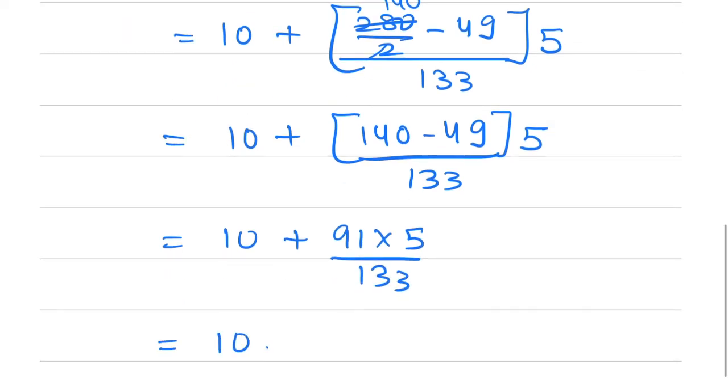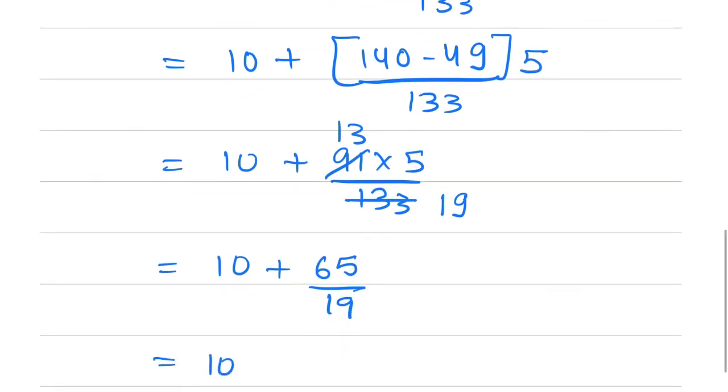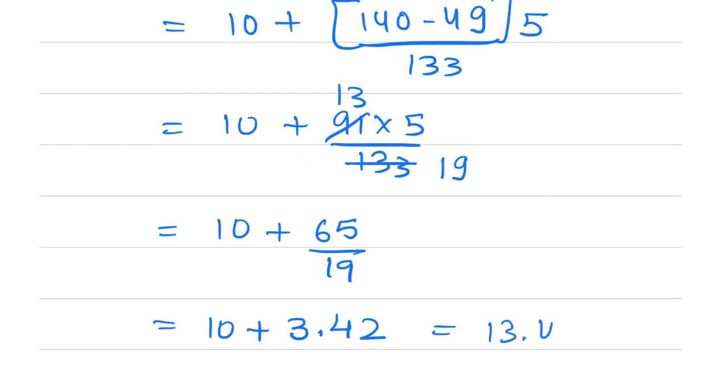This is equal to 10 plus this goes by 7 and 7 and 7 3 times, then this 7 1 time 19 times. So we have 65 by 19. This is equal to 10 plus 19 3 times 57 and 80. So 4 times, then 2 times. This is equal to 13.42.